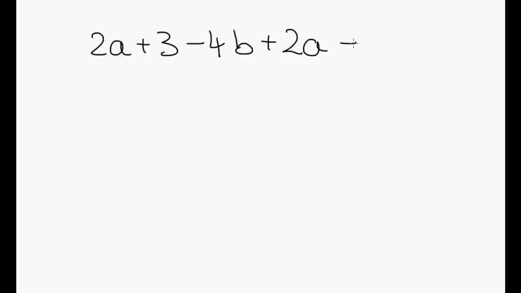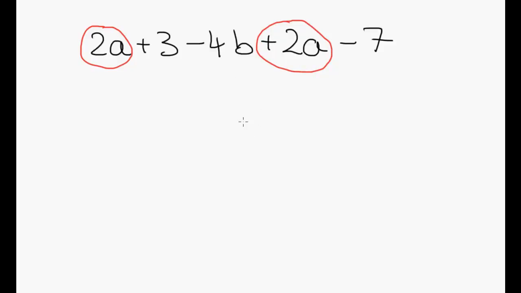Let's take a look at another example of how to combine like terms. Let's take, for example, 2a plus 3 minus 4b plus 2a minus, let's say, 7. So once again, what I highly recommend is that you circle your terms with the symbol in front. So let's take a look. We have a term that contains a, which is right here, as well as right here. And notice how I circle the term in front as well.